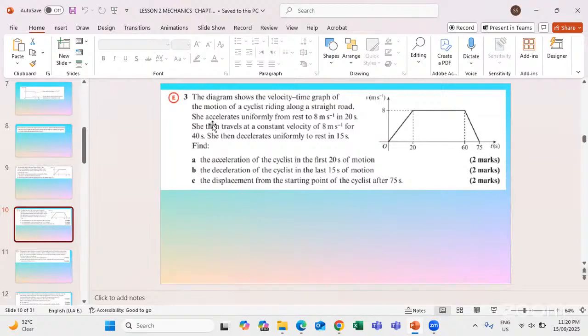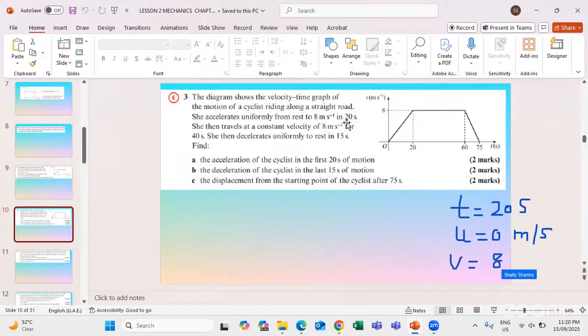So here we have the diagram that shows the velocity time graph of the motion of a cyclist riding along a straight road. She accelerates uniformly. So again, it is a constant acceleration from rest to 8 meters per second in 20 seconds. First 20 seconds, the initial velocity was 0 because it starts from rest, and then she reaches a velocity of 8 meters per second.